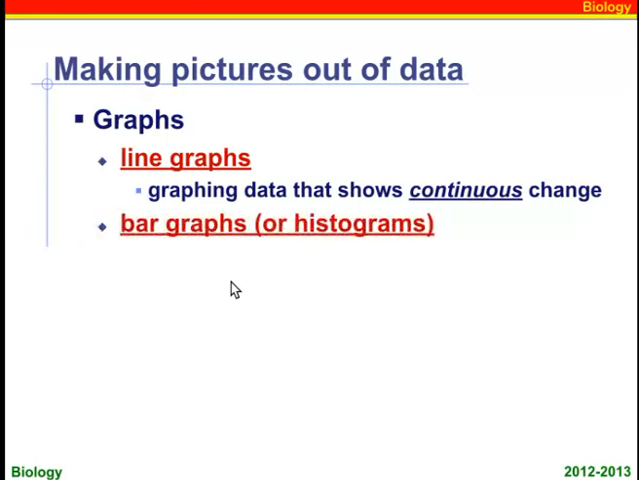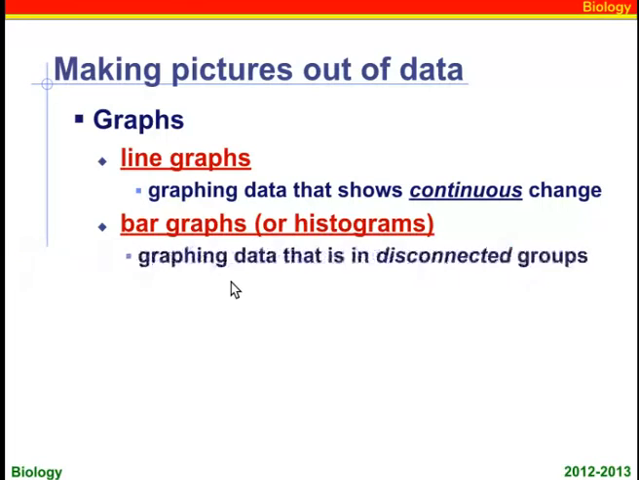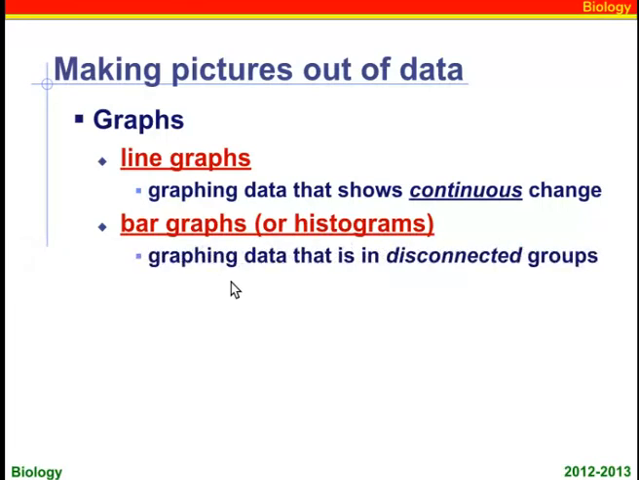Now, there's also a type of graph called a bar graph. And sometimes we'll see types of bar graphs that we call histograms, and we'll deal with those later on. We use a bar graph to graph data that is in disconnected groups. In other words, we're not looking at how things change over time, but we're looking at separate individual groups and the effects on those individual groups.